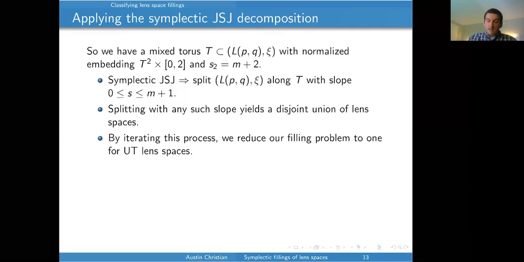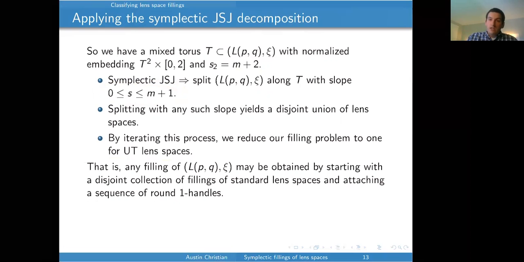Now, these lens spaces have some contact structures on them, naturally, and maybe those contact structures are virtually overtwisted. If so, repeat the process, and we keep going until we end up with only universally tight lens spaces in our disjoint union.